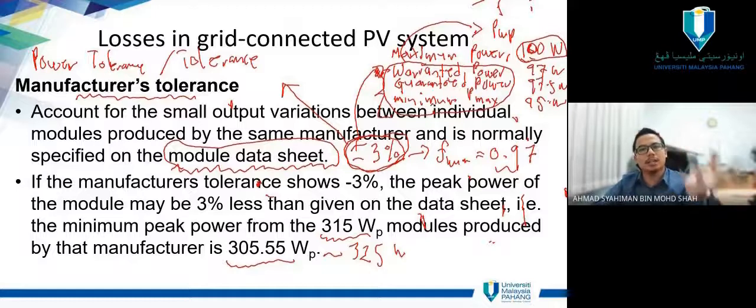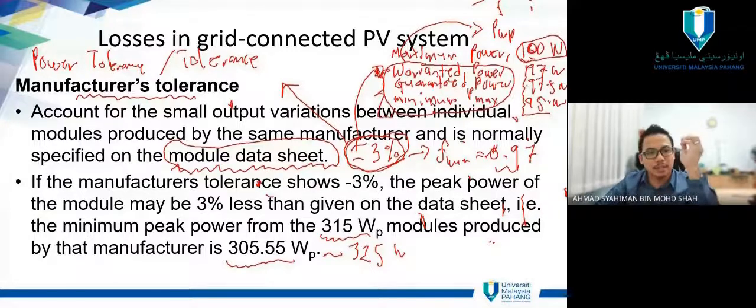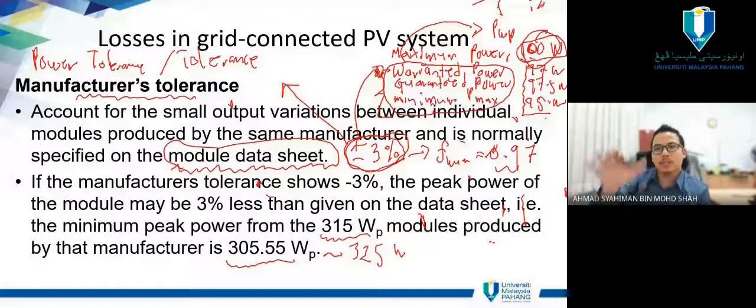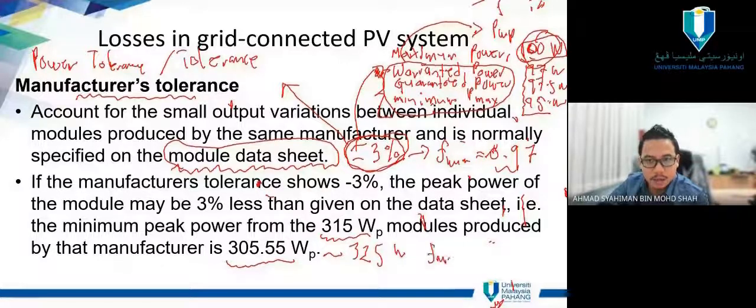But if you don't see it, look for these wordings: warranted, guaranteed, or minimum Pmax, or minimum PMP, or minimum power. The clue is the value is smaller than the rated PMP. It should be lower. Once you see this, it's easy to calculate. Example: how to calculate that?